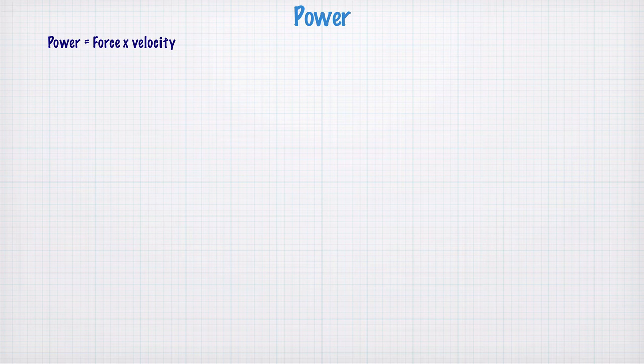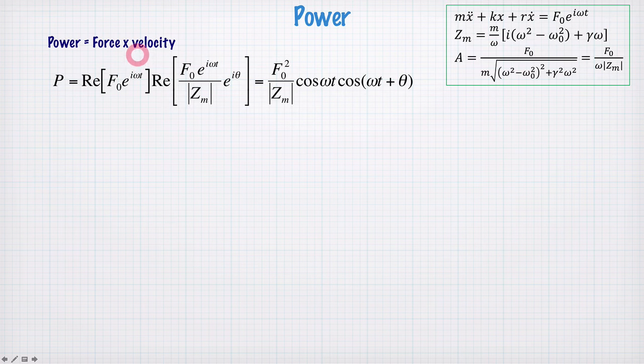Let's now consider the power dissipated by an oscillator, so that is the power used to drive it in steady state. Power is given by force times velocity, so we need an expression for the force applied to the oscillator. That's just the driving force. So from our equation of motion, we have this driving force here, so we take the real part of this, and that's our driving force.